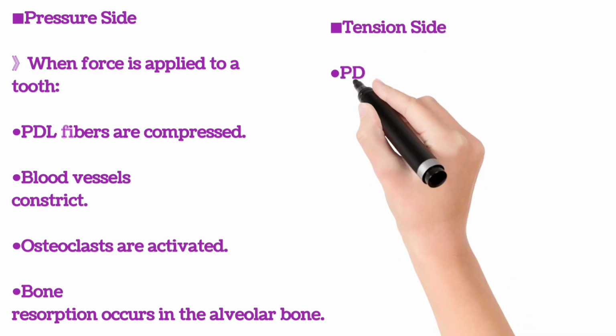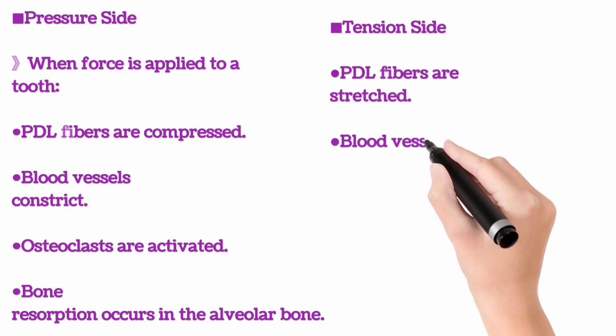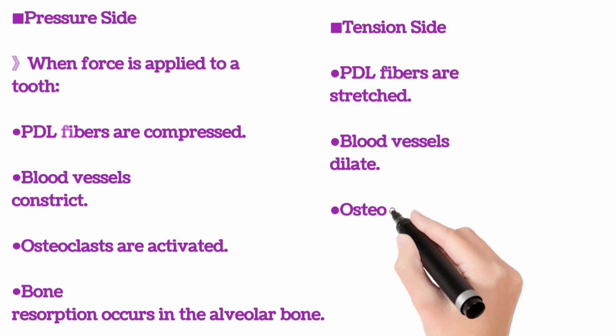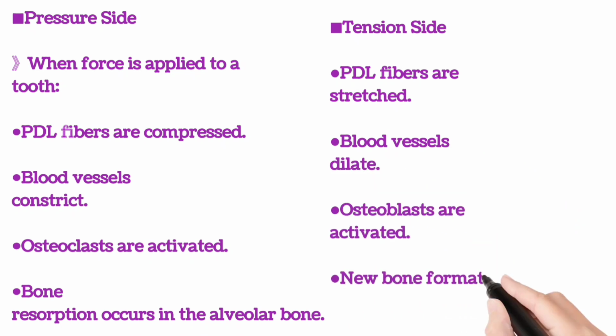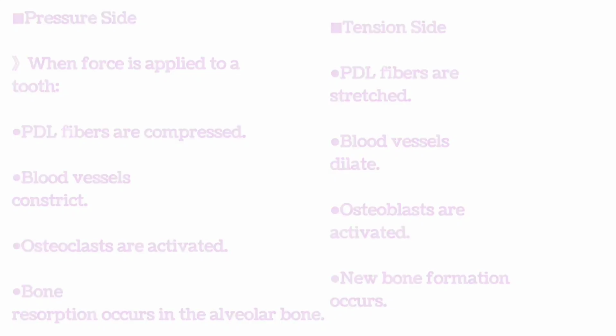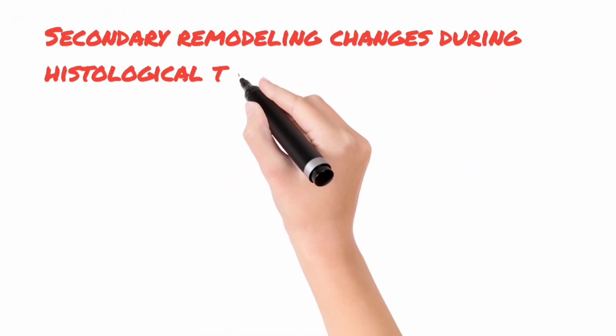Tension side: PDL fibers are stretched. Blood vessels dilate. Osteoblasts are activated. New bone formation occurs. Pressure-tension theory, the most widely accepted theory. Concept: orthodontic force creates pressure on one side of the periodontal ligament, PDL, and tension on the opposite side. Mechanism: pressure side, PDL is compressed.